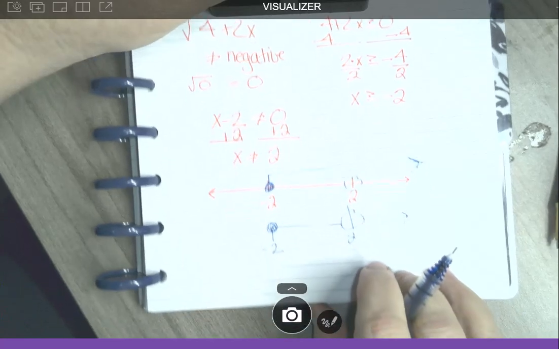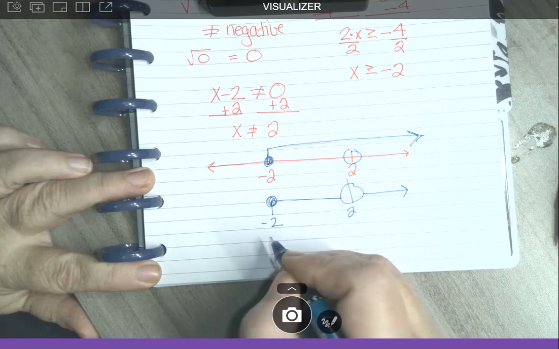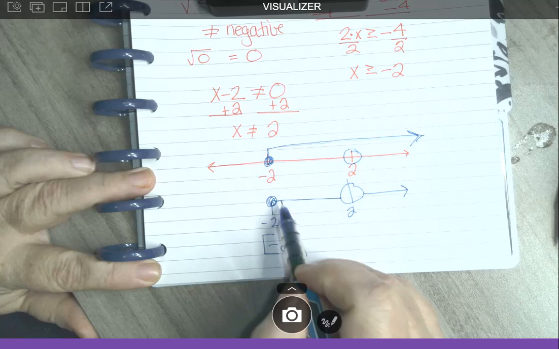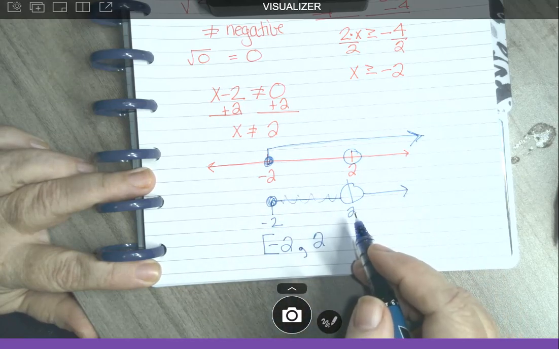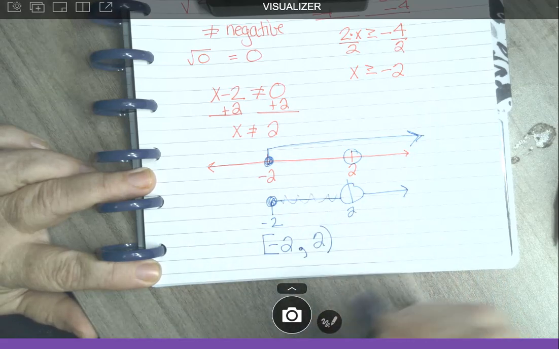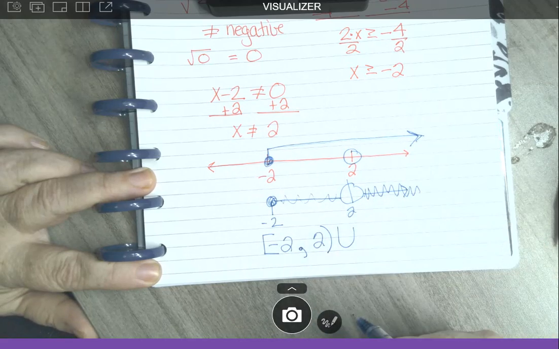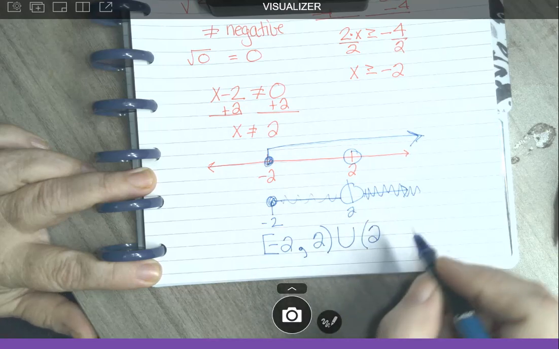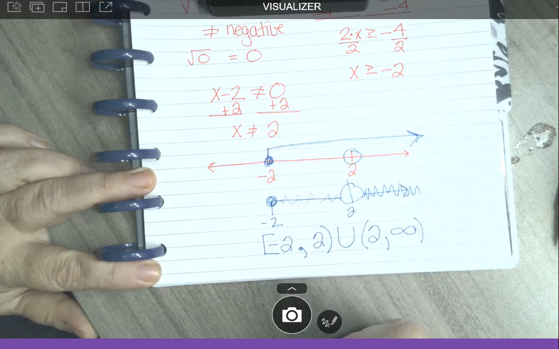All right, well, what's that going to look like as interval notation? Well, we're starting here at negative 2. So we're going to have a bracket, negative 2, comma. And where are we going to? Well, we're going to 2. Cool. But do we equal 2? No, because it cannot equal 2. We'll have a parentheses. And, or union, we're going from 2 to infinity. We're going from 2, but we're not equaling 2, so we have a parentheses, comma, infinity. Infinity always has a parentheses.